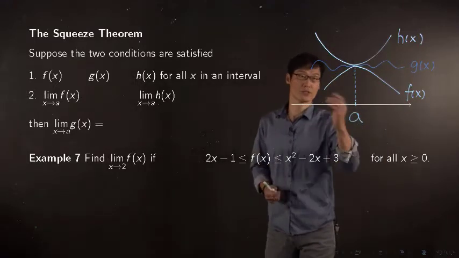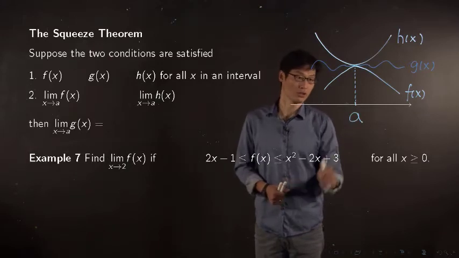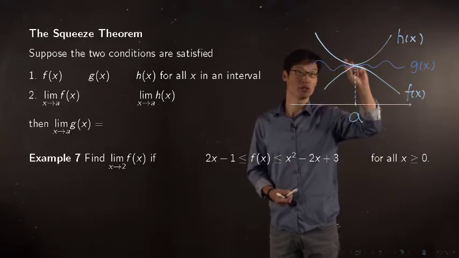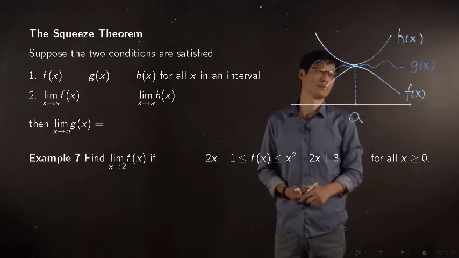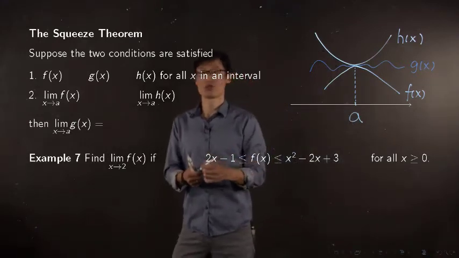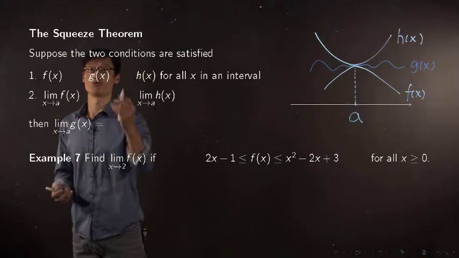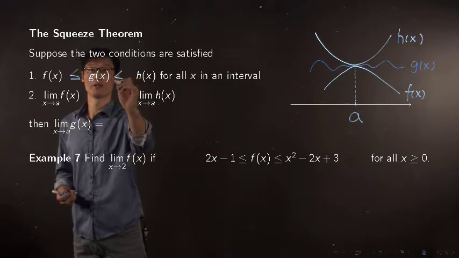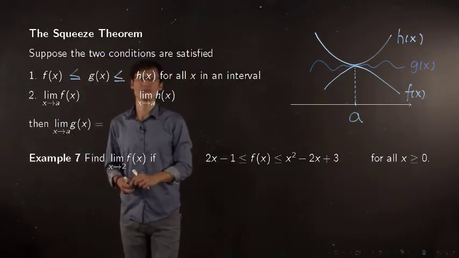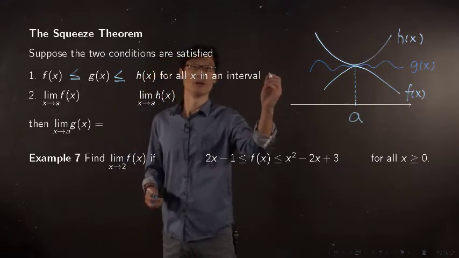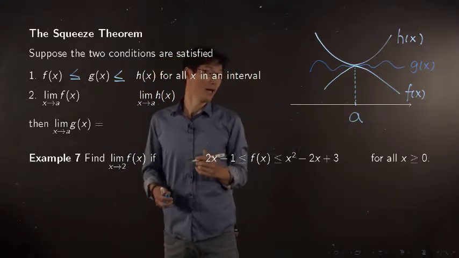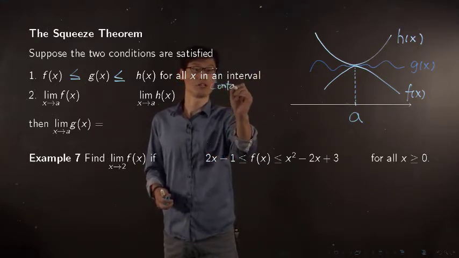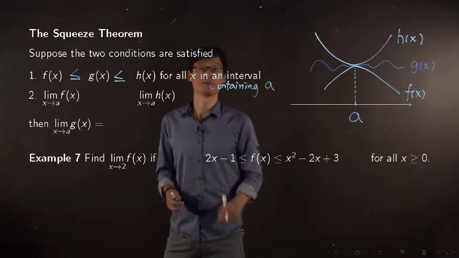Suppose we have this condition when around x equals a. So this function g is bounded by f and h. And so the first condition is, our function g is bounded by f and h like this around x equals a, on an interval containing a.